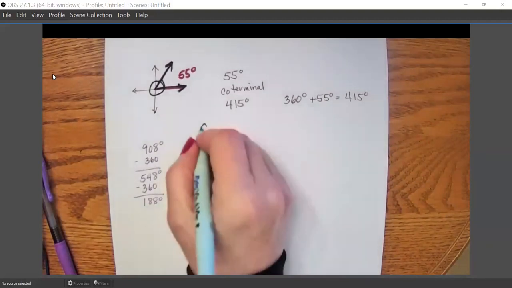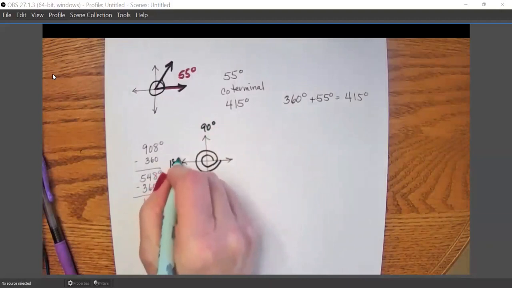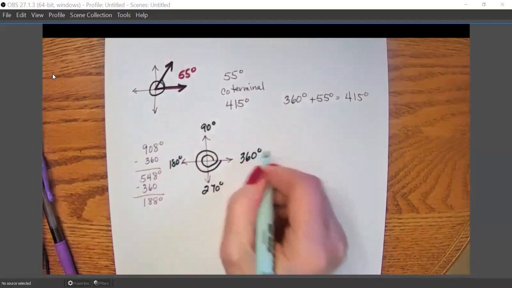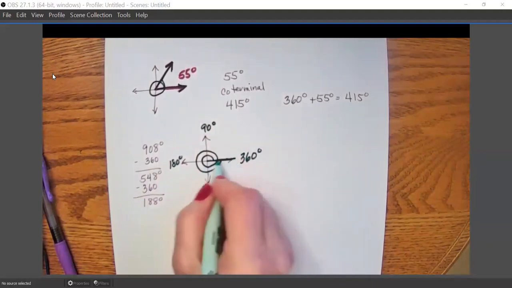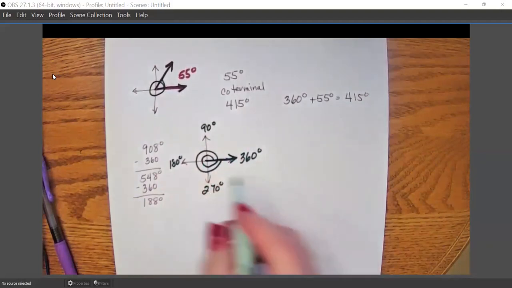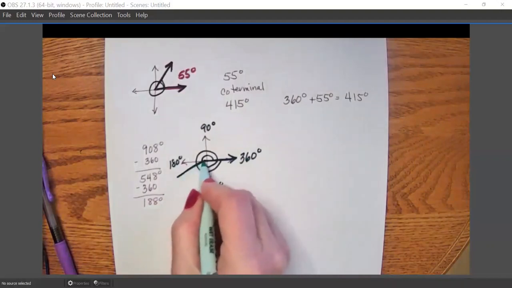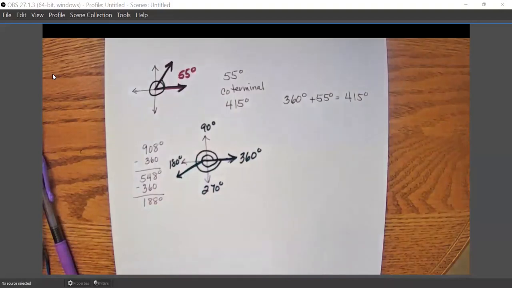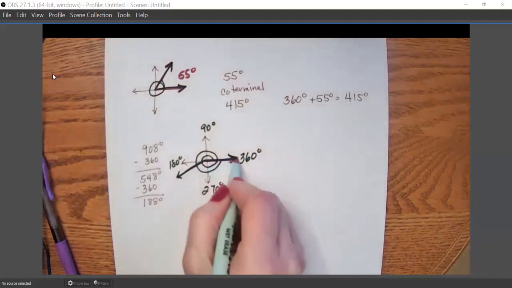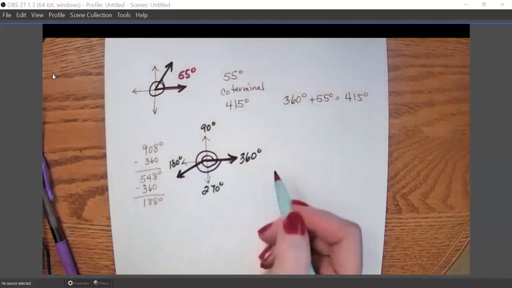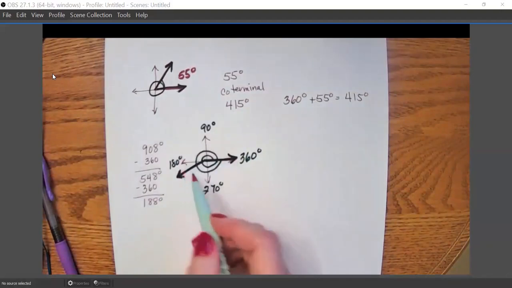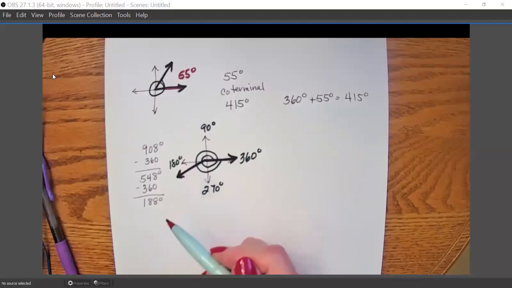Okay, so here is 90. Here is 180. Here's 270. And here's 360. Here's my initial side, and my terminal side is going to be 8 degrees more than 180. So this angle is a 908 degree angle, and it is coterminal with a 188 degree angle.